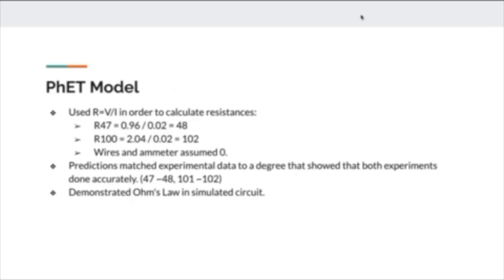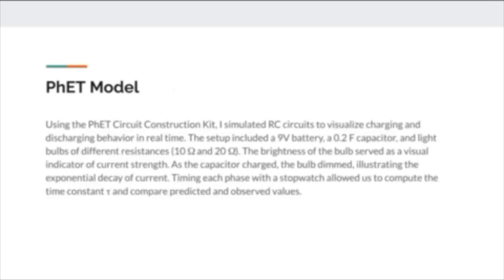When using the PhET model, we had similar values, with R of 47 having a 48 value and R of 100 having a 102 value, and the wires and ammeter assumed 0. The predictions matched experimental data, which showed that both experiments were done accurately, with 47 being approximately 48 and 101 being approximately 102 for the purpose of this experiment. And we demonstrated Ohm's law in a simulated circuit.